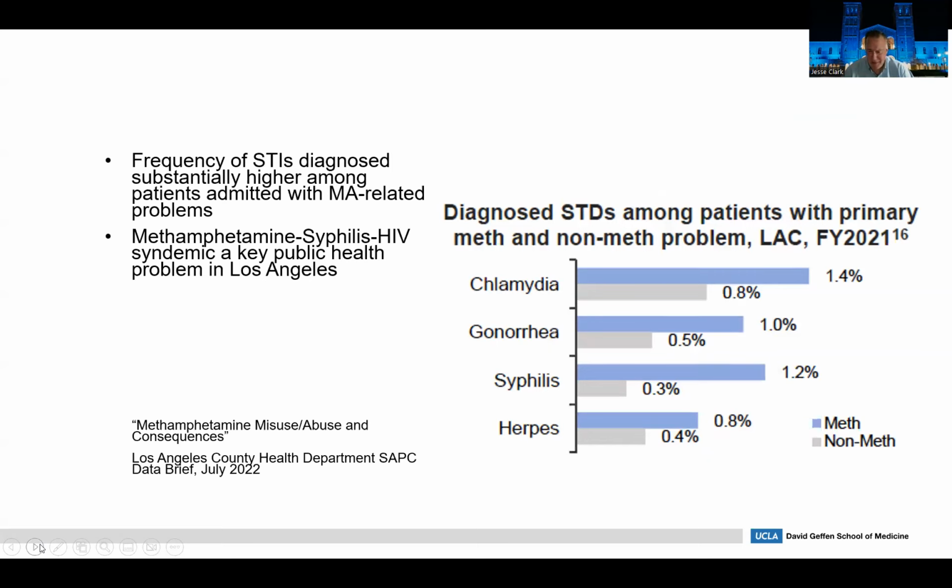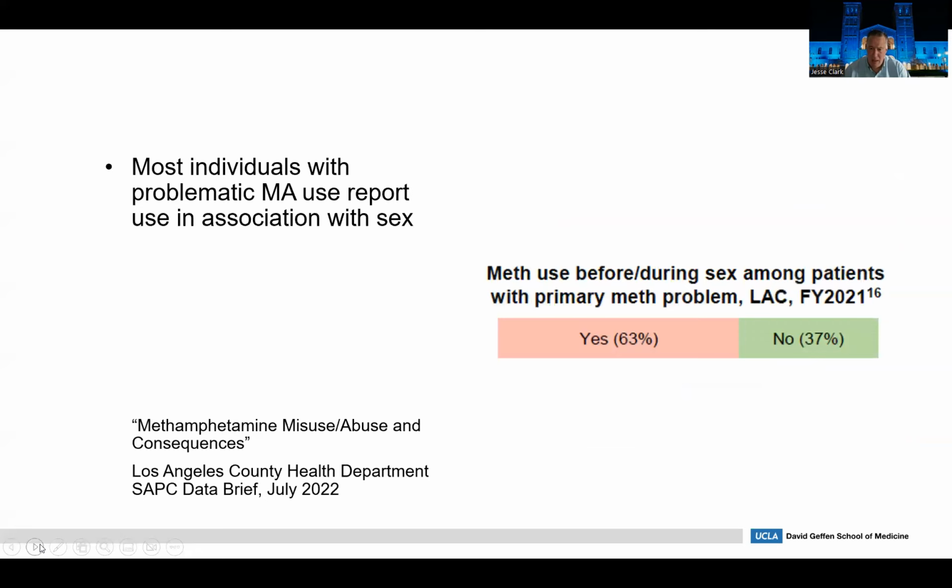And they're associated with STIs. So the frequency of STIs diagnosed among people who are admitted for an encounter related to meth use is much higher than people who are not. So chlamydia, gonorrhea, syphilis, and herpes are all higher among meth users than non-users. Next slide. And then this is a pattern of sexualized drug use. So you can see 63% of these people with a primary meth problem reported meth use either before or during sex during that 2021 time period. Next slide.